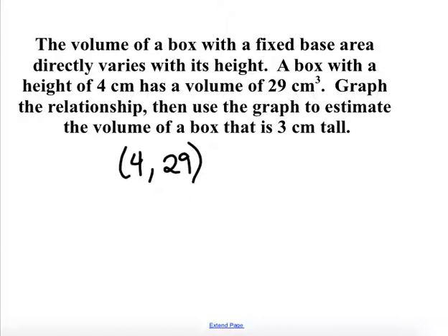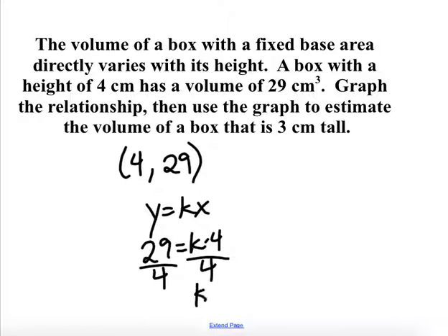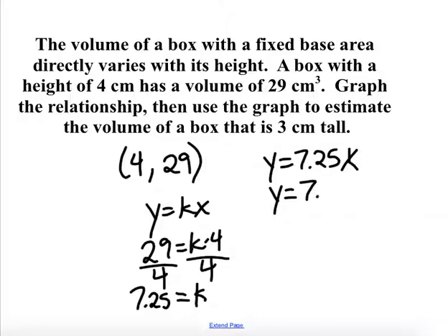Well, when we do this, we would have our normal graph. I'm not going to show that on here, but we can plug in and find our equation and say 29 is equal to k times 4. We divide by 4 on each side and see that k is equal to 7.25, meaning for every centimeter, we have 7.25 of volume. So y is equal to 7.25x, and we say, if I have a box that is 3 centimeters tall, I'm going to say 7.25 times 3, which means that we're going to get y is equal to 21.75 centimeters cubed.